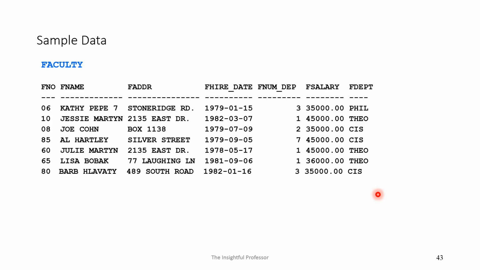Then we have the faculty table. With the faculty table, we have FNO as a primary key, and again, that's a unique identifier. We have a date for the hire date, an integer for the number of dependents. We have a decimal for the salary, and then F department is a foreign key, and you can validate that here, seeing that we have only values of CIS, theology, philosophy. We have nothing outside of the values shown in the department table.